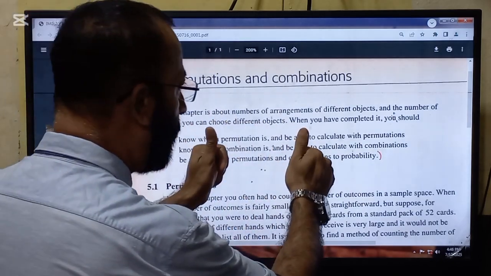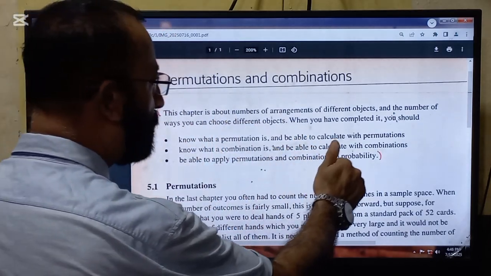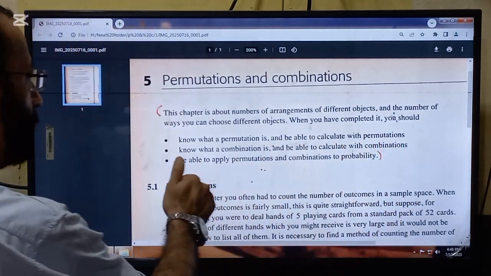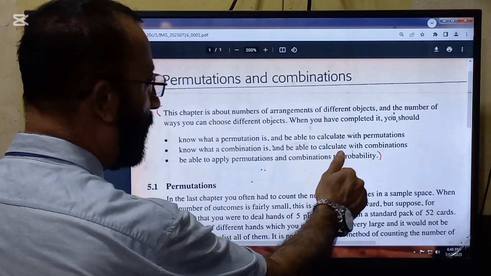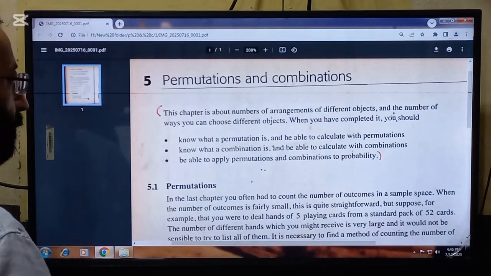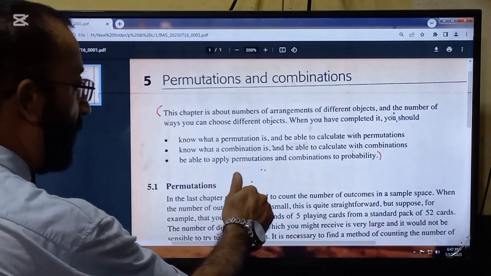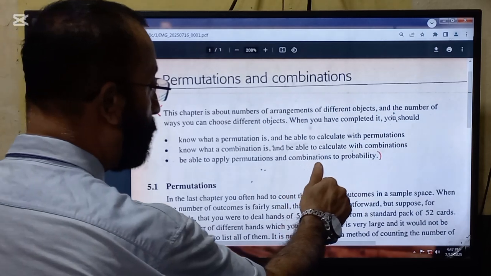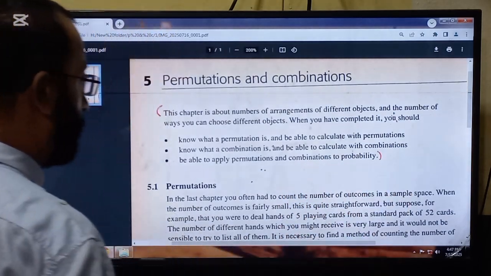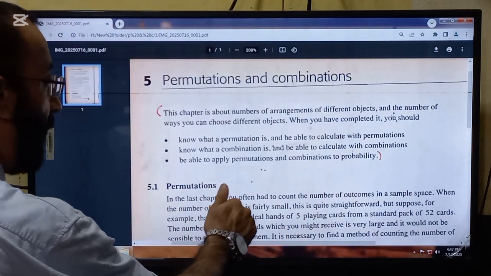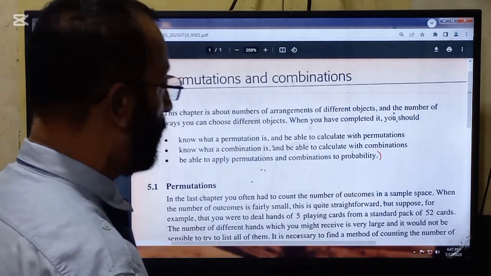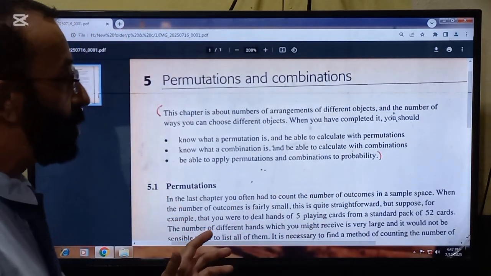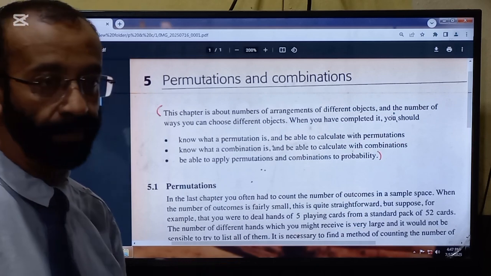permutation and combination. When you have completed it, you should know what a permutation is and be able to calculate with permutations. Know what a combination is and be able to calculate with combinations. Be able to apply permutations and combinations to probability. So concentrate yourself. We are going to start now.